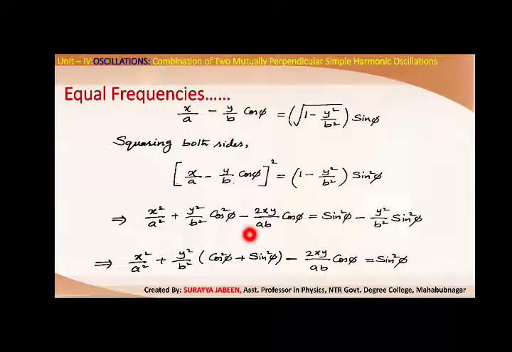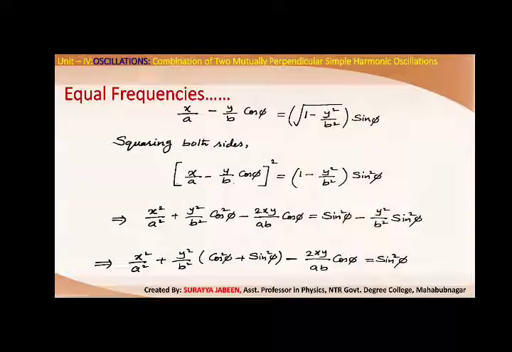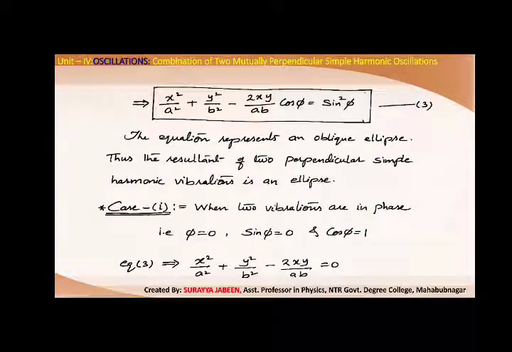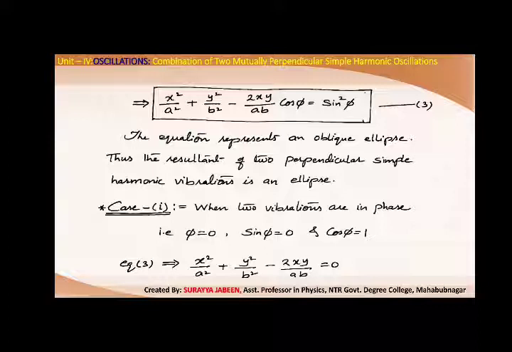Now the leftover will be minus 2xy by ab cos phi equal to the same as it is, we have to write sin square phi. But what is cos square phi plus sin square phi? We know that it is 1. So we have to take this as 1. Then the final equation becomes x square by a square plus y square by b square into 1, we get here minus 2xy by ab cos phi equal to sin square phi. Same equation, instead of this we are substituting 1.